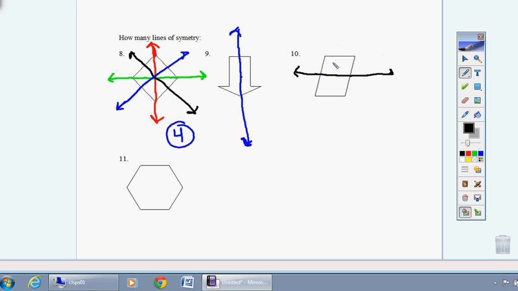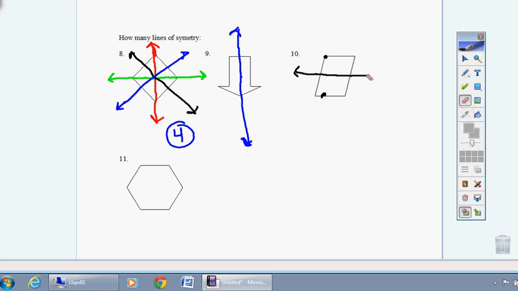Now, is that the same here with this parallelogram? If I reflect this parallelogram over the black line, is it going to land on top of itself? No. Take this vertex, for example. If I reflect this vertex over the black line, it's not going to end up on this vertex. It's going to end up right here. Okay? So this parallelogram, actually, I don't think it has any lines of symmetry.